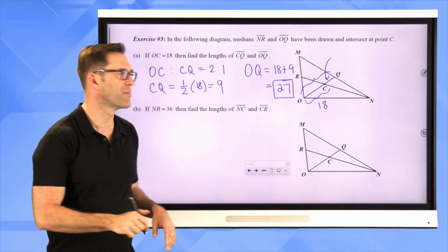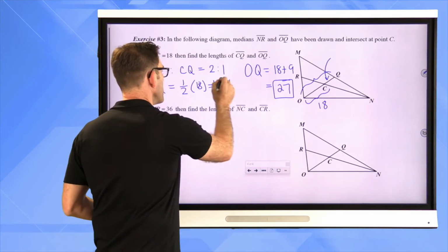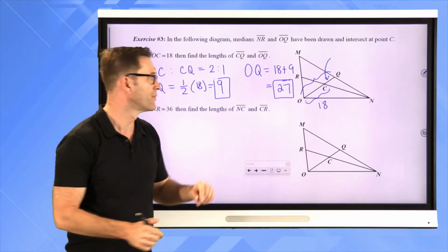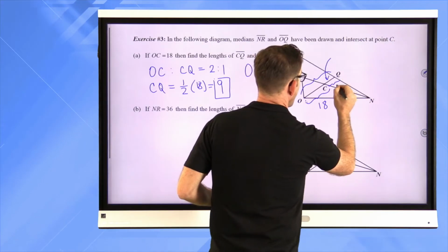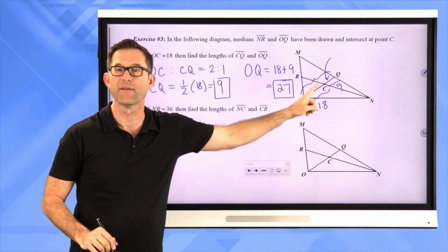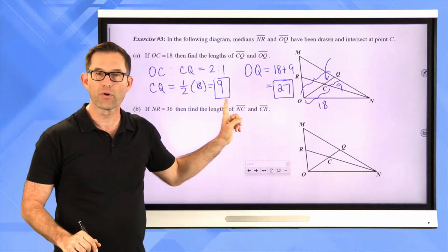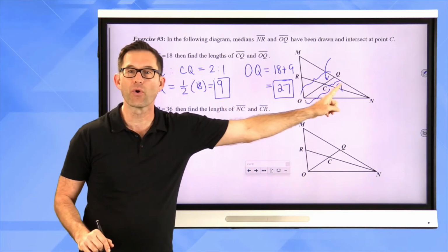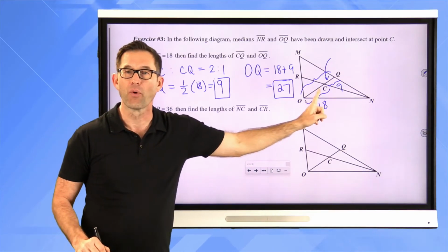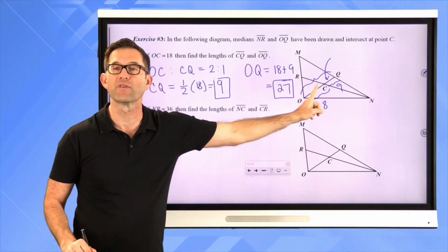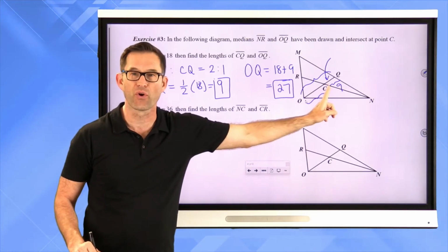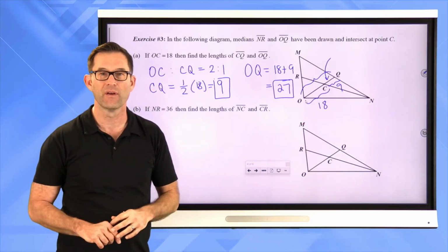Now, I want to point something out. Very important, right? CQ is 9, OC is 18, and OQ is 27, right? The shorter portion is 1/3 of the entire median. The longer portion, the portion that goes from the vertex to the centroid, is 2/3 of the entire length, right?